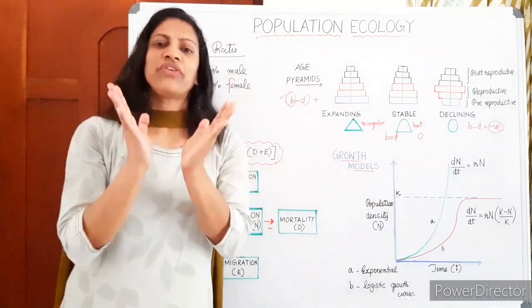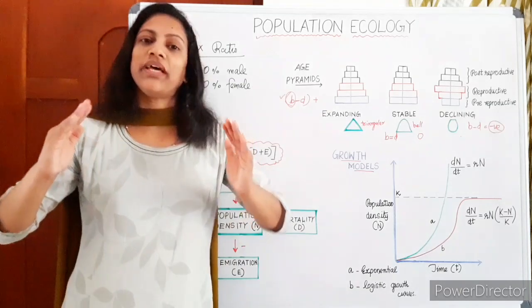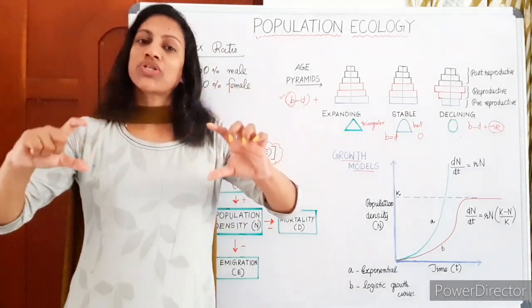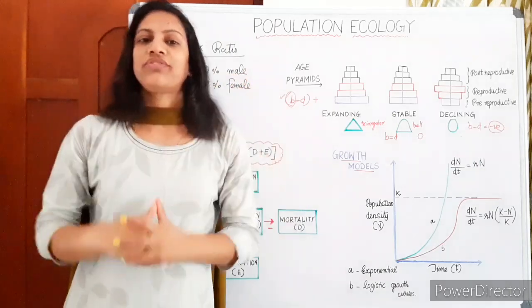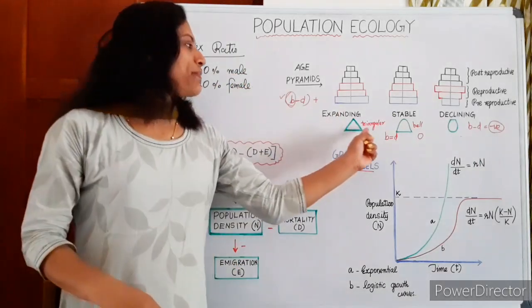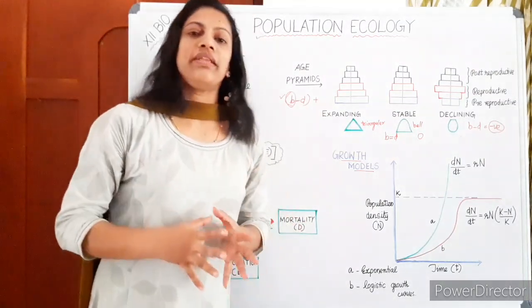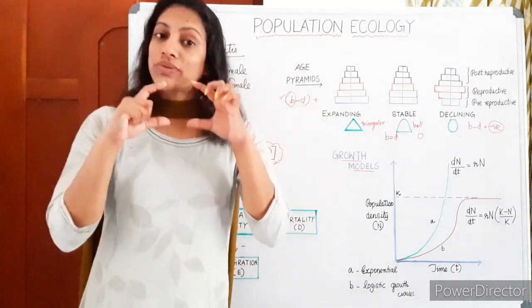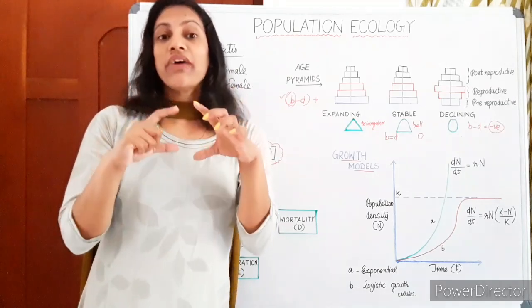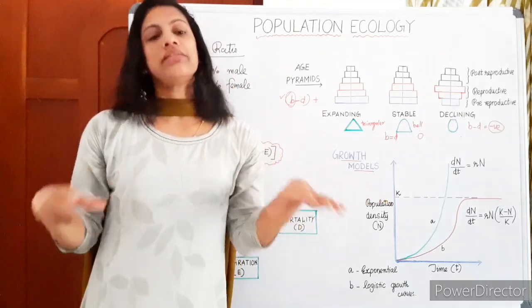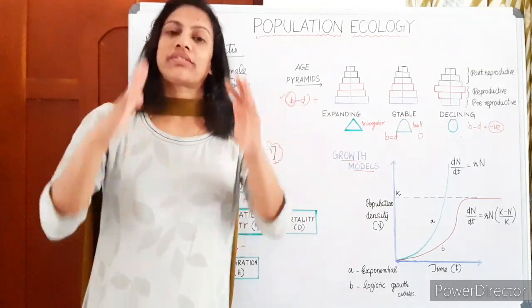From the shape itself you can understand. In the triangular shape, the lower tier is larger, and it is showing growth because birth rate is more. B minus D is a positive value here. Whereas in the middle, the stable type, B minus D is equal to 0. That means it has no effect. The birth rate minus death rate is almost equal, meaning no effect, it is almost constant.